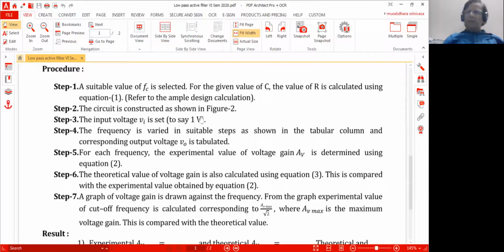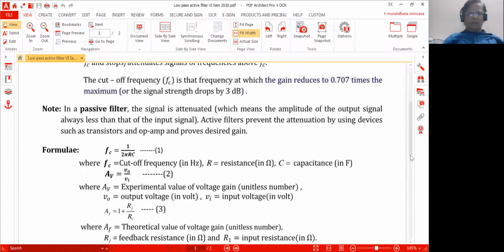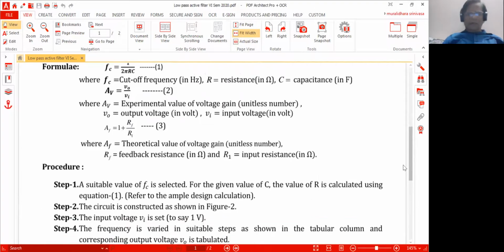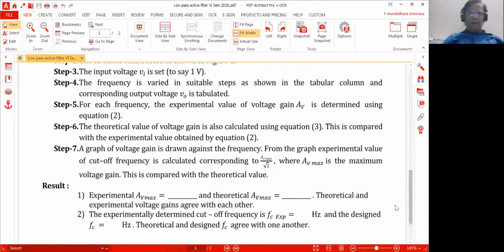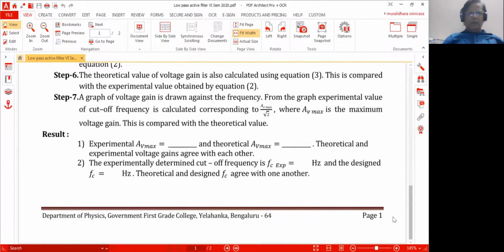Set the input voltage of the oscillator that you are connected to at 1 volt. Choose frequency 20 Hertz. Then measure the output voltage. Then increase the frequency in steps of 20 Hertz and then on in decades of 10. So ultimately for each frequency you measure the output voltage, calculate the gain, and plot a graph of gain versus frequency.